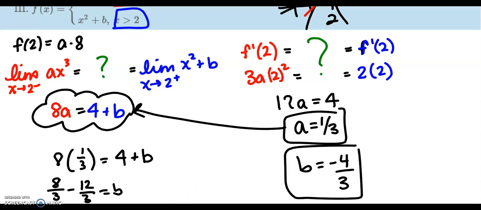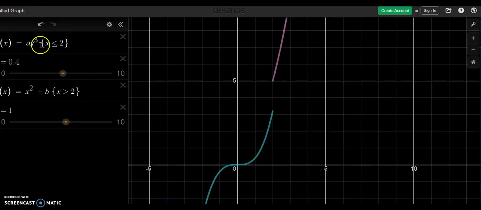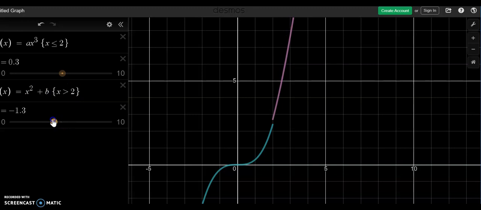All right, so in Desmos, what I've pulled up is, I think you can see most of that, f of x equals ax to the third for x less than or equal to 2. So that's my cubic function over here. And I put in one of those slider bars so I can make a anything I want to. And then I have x squared plus b for x greater than 2. And again, I can slide and make b anything that I want to. So I'm trying to figure out how I can glue these things together.